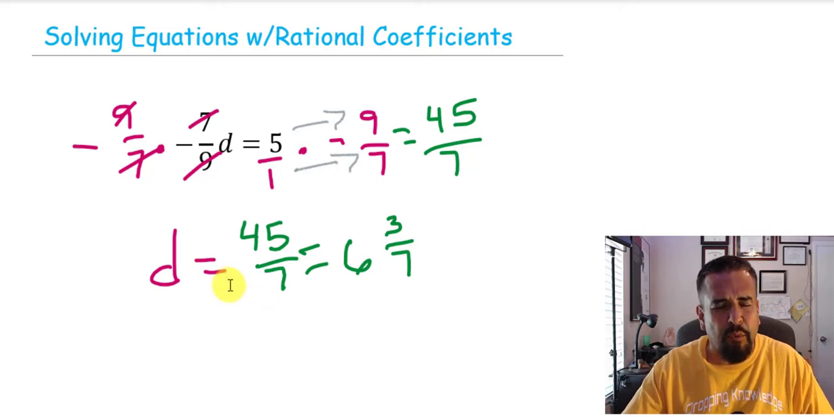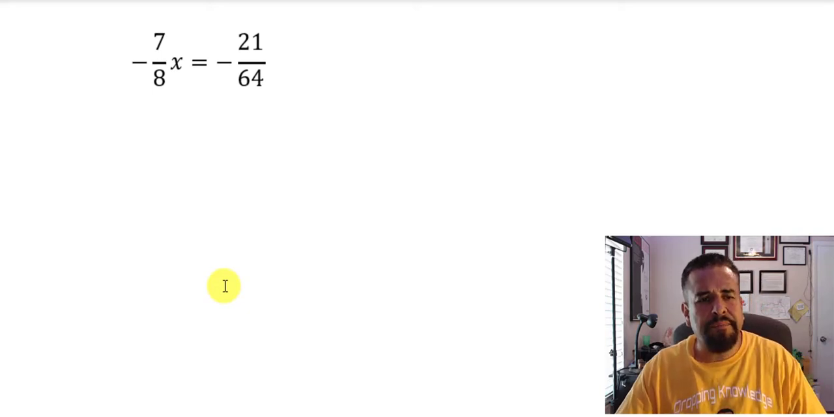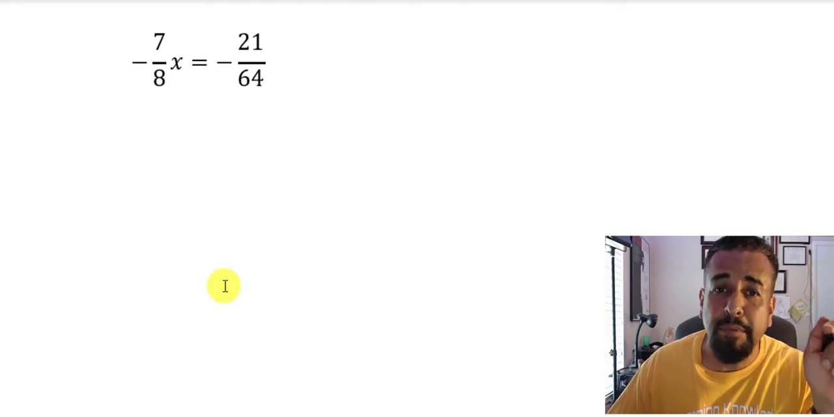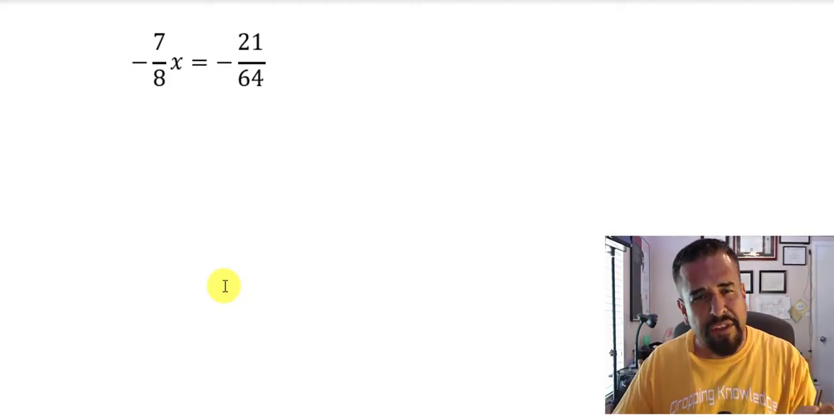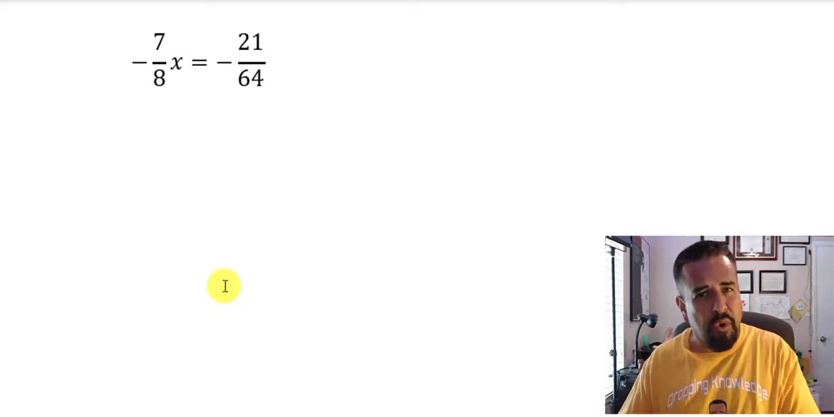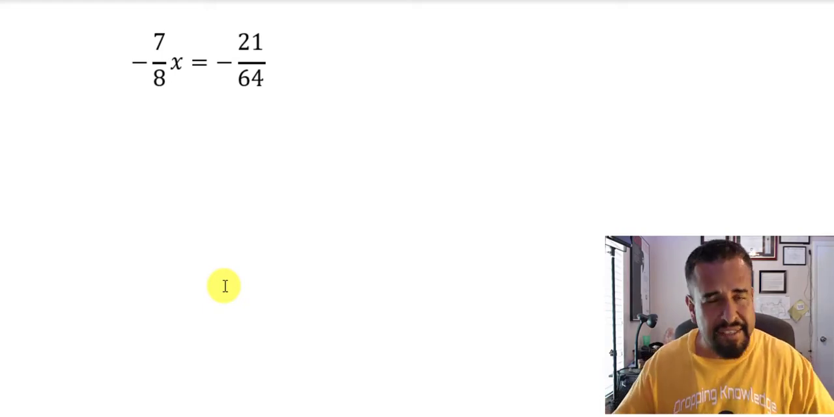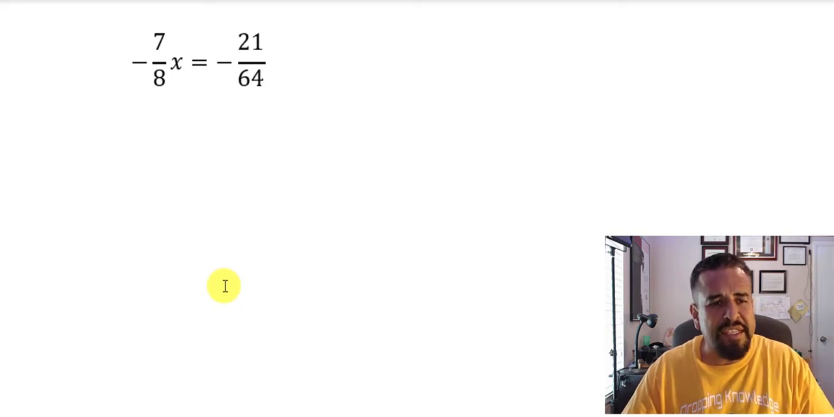Let's take a look at another one that's a little bit different. This one simply just has 2 fractions. Okay, no big deal. We're going to follow the same process. Remember, no matter how different the problems look, follow the same steps, because we're still doing the same type of problem. It's still a rational coefficient. Whether it has 1 fraction, 2, 3, 10, it doesn't matter. We're going to follow the same steps.